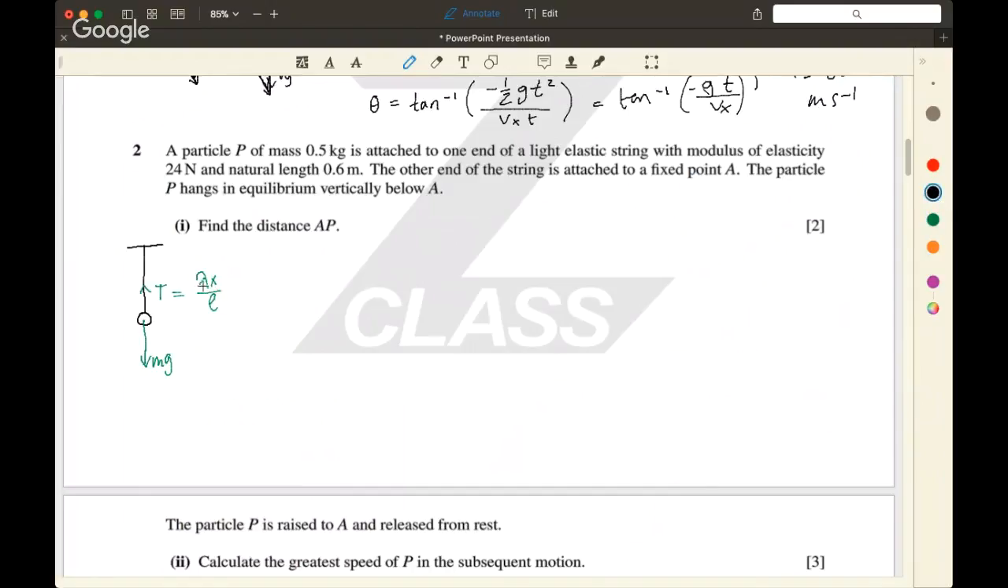where lambda is the modulus of elasticity, x is the amount that the string has been stretched from its natural length. So not just the length that it is, but the difference between that length and the natural length. And the natural length is L on the bottom. So they want us to find the distance from A to P. And to do this, we realize that the thing is in equilibrium, therefore T must be equal to mg.